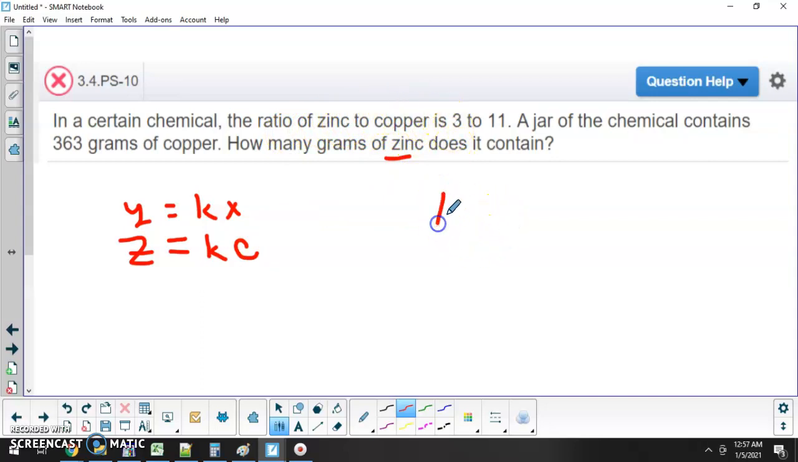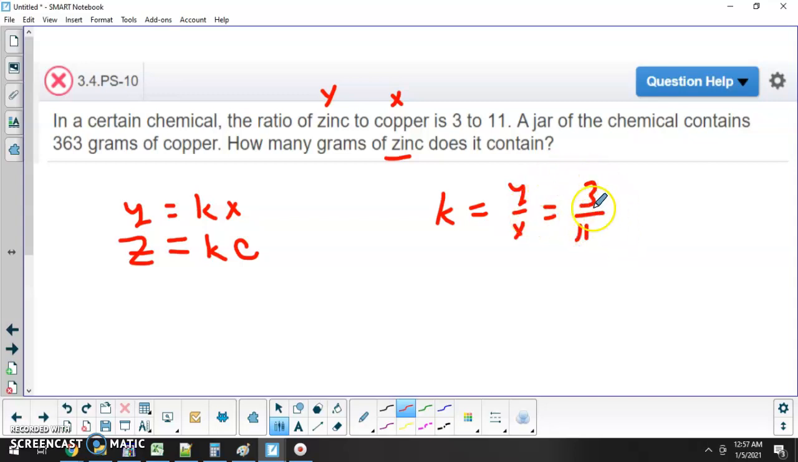So remember how we find K. We get K by taking Y divided by X. All right, now here, is Y zinc or is Y copper? Well, since we're trying to find zinc, Y is actually going to be zinc. And copper is the one that we know, so that's X. Okay? Or Z and C if you'd rather do it like that. Okay, so K equals Y divided by X, or 3 to 11.